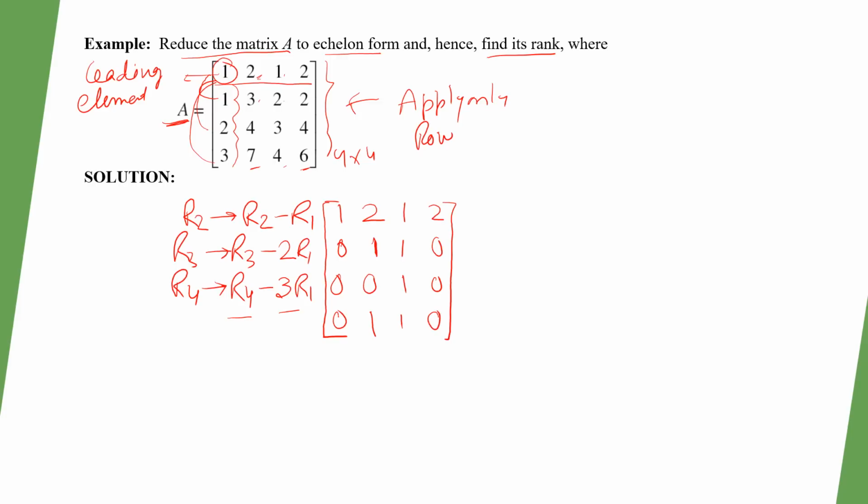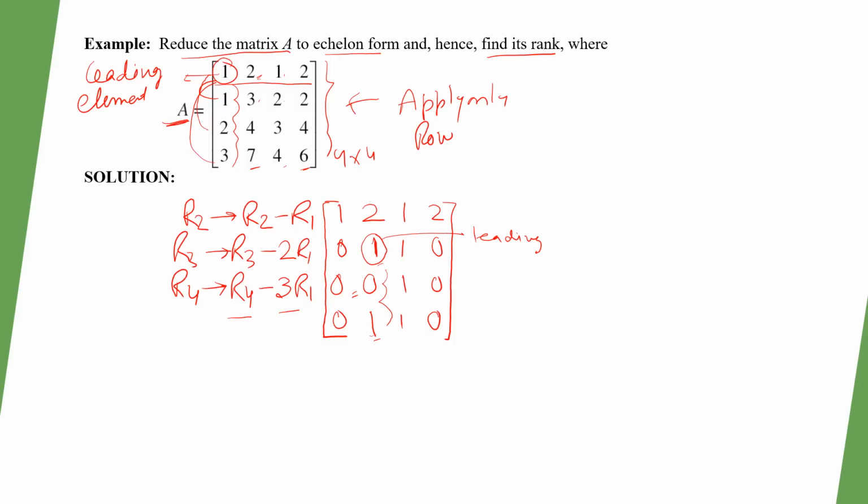Now we search the first non-zero element of the second row, which is this. So this is a leading element, and we make it 1, but this is already 1. This is the leading element of the second row, and the entry below should be 0. So this element is already 0. So we apply the operation on R4 to make that element 0 with the help of the leading element.